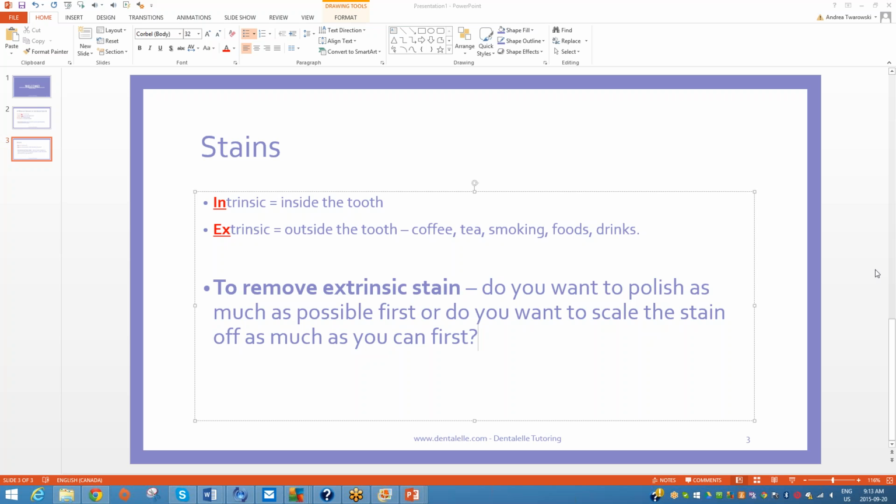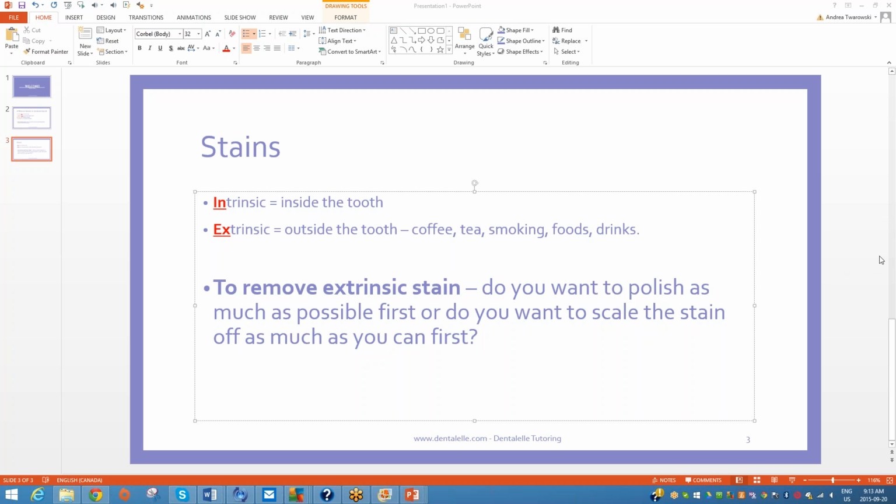But the board exam could ask you a question like this. Do you want to scale as much as possible first, or do you want to think as you're scaling, okay, well, I want to scale, but I know I can polish a lot of this off anyway, so I'm just going to scale a little bit and then polish the rest of the stain. So how do you want to think?